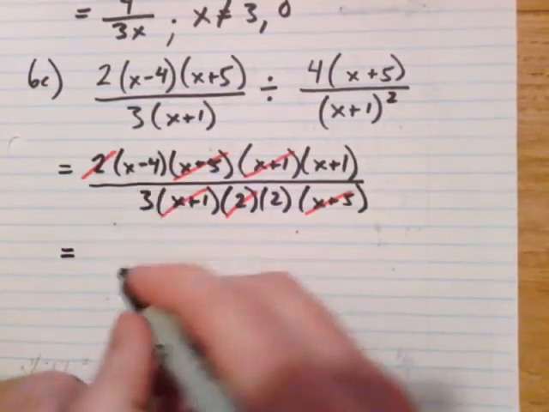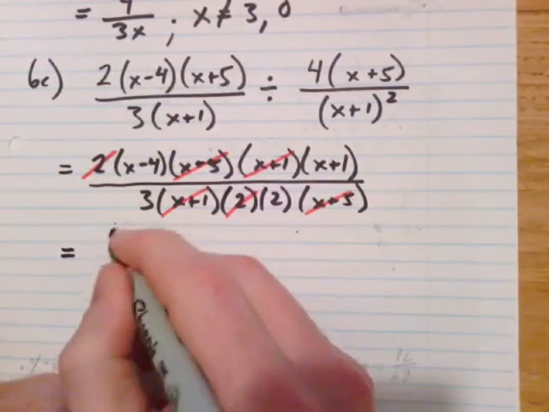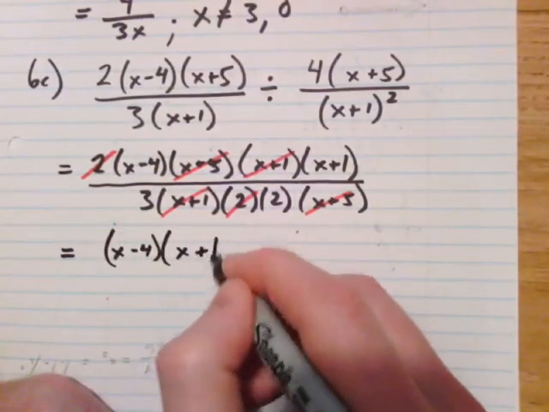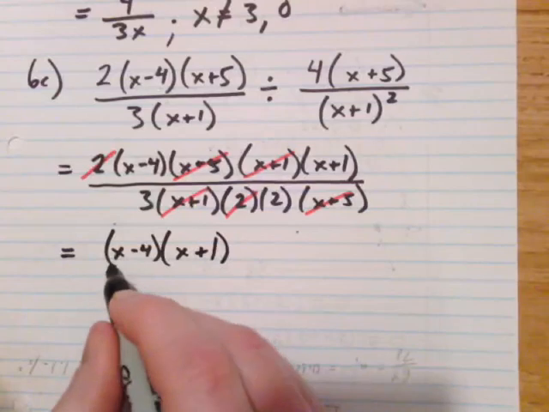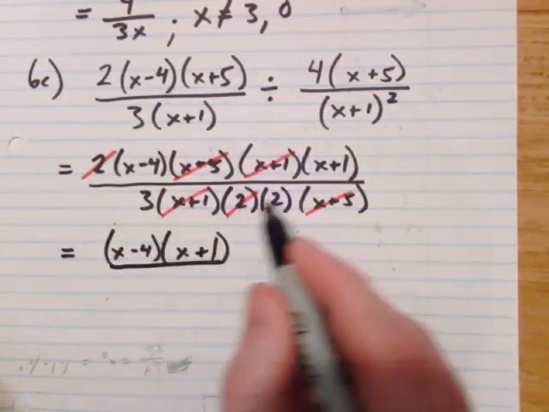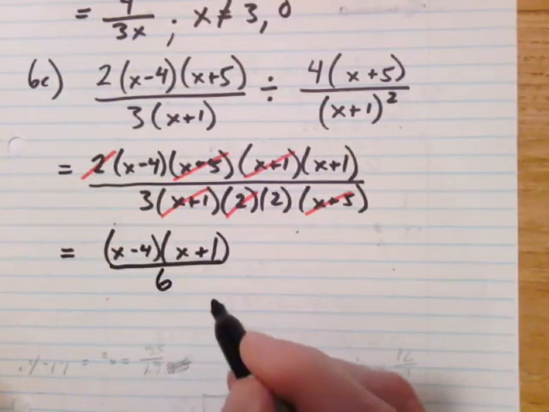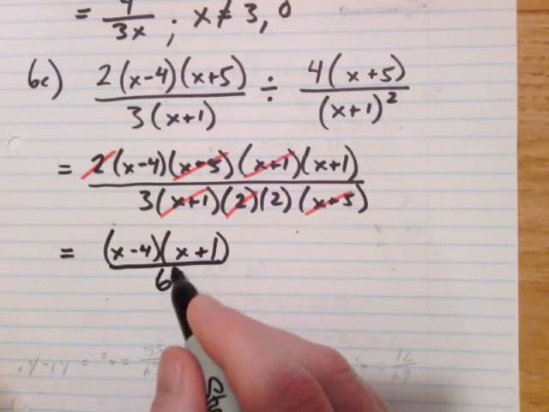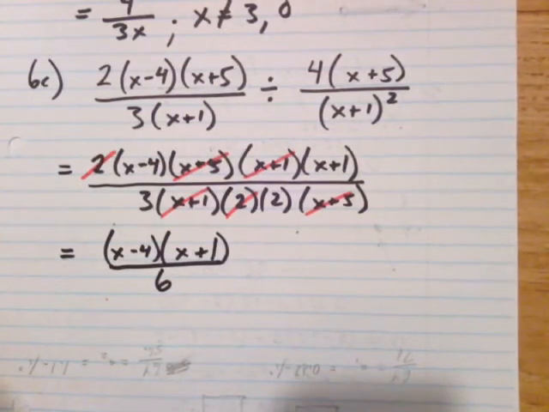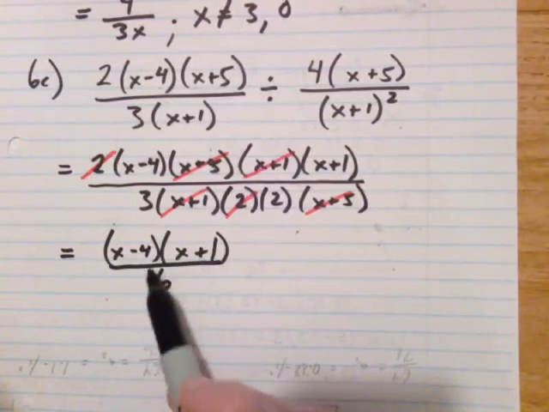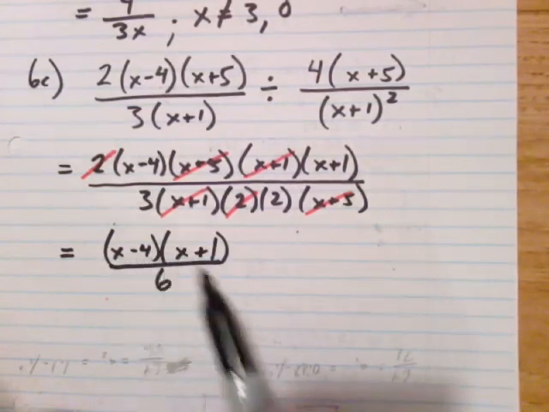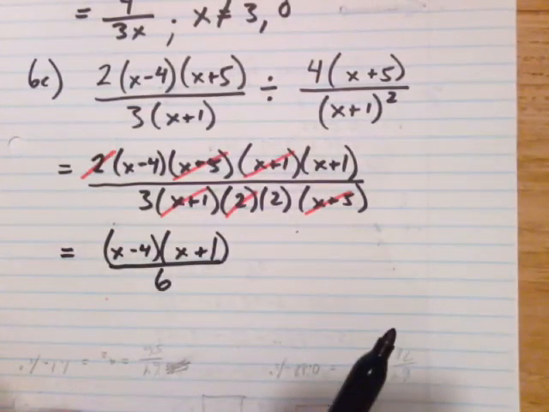Equals, so this is x minus 4 times x plus 1 over 3 times 2, which is 6. Now, I have to make a decision whether I want this to be your final answer. I don't like this. I want it to be multiplied.